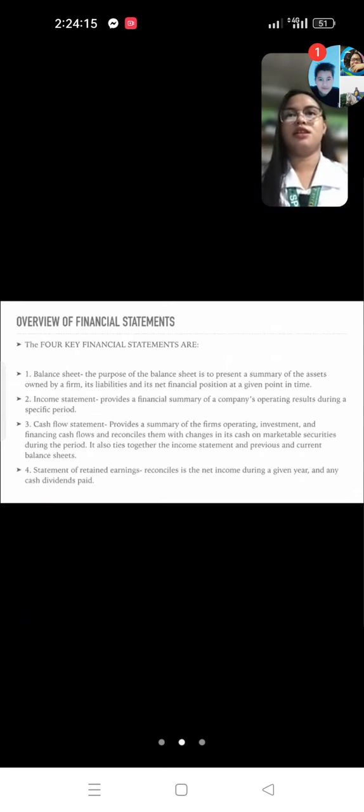So, overview of financial statements. Ano ba yung tinatawag nating financial statement? The first one is the balance sheet. Pag sinabi nating balance sheet, ang pinapakita dito ay ang assets, liabilities, and when we say net financial position, it can be the equity at a given point of time. When we say at a given point of time, there is a specific date for the balance sheet. Assets are often referred to as investment and liabilities, and owner's equity as financing.